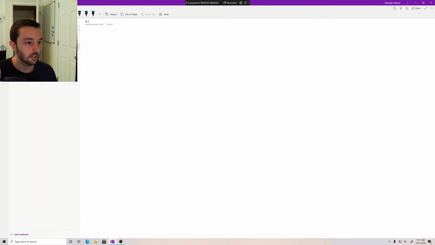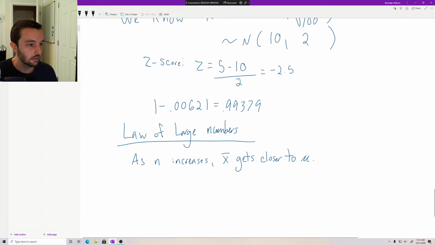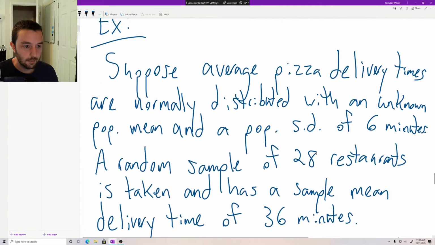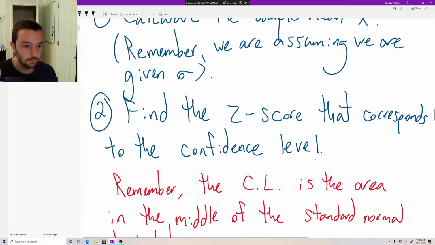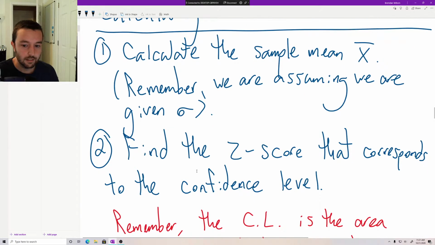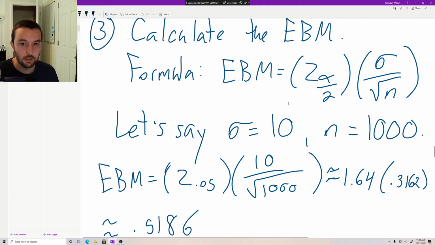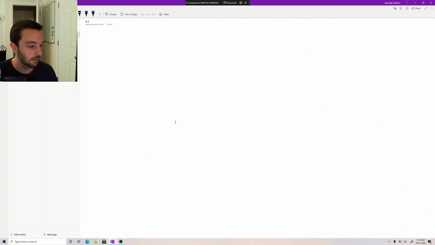Just as a reminder, let's look through the steps because they're going to be basically the same here. We wanted to calculate the sample mean, find the z-score, calculate the EBM, and then we make our confidence interval from that. So it's going to be similar here.